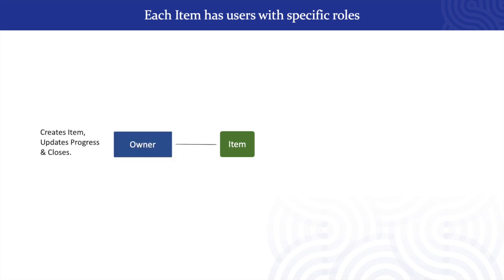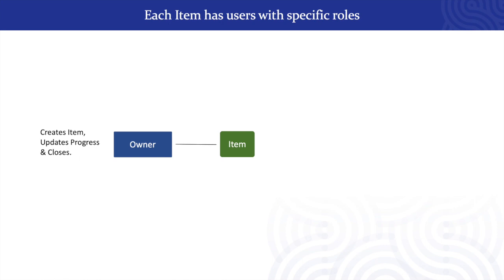The core of every item is an owner. So every item in the system has an owner. That owner will typically create that item, will update the status and the progress, and will be responsible for closing that item when it is completed.